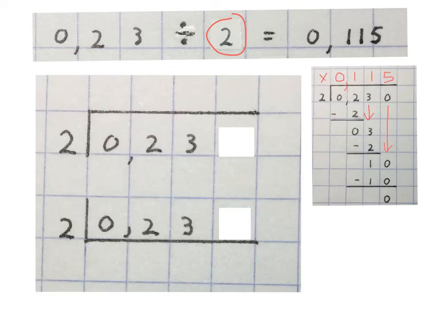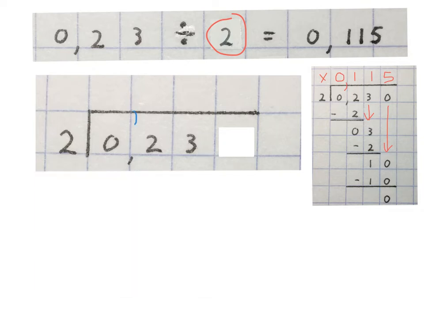Remember, the same sum can also be done with short division using one of these two ways of writing. The first thing you do is you put your comma in your answer. You say 2 goes into 0, 0 times. Then you say 2 goes into 2 once, which you write up here. And then there's nothing left. You say 2 goes into 3 once. Then there's 1 remaining that we carry.